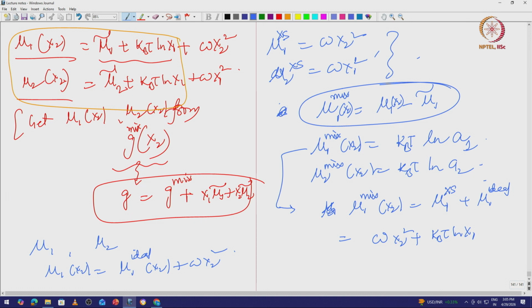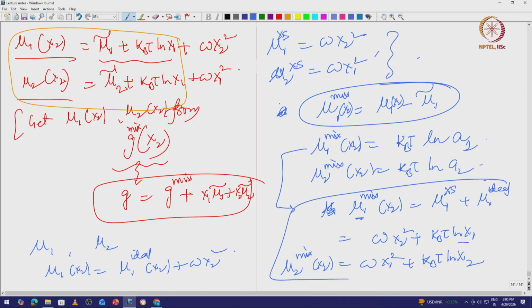So, I am actually looking for a relation between mu's and x1s, and g's and x1s. So, this I already have a relation. Similarly, mu2 mix x2 is equal to omega x1 square plus kBT ln x2. Okay. So, these are my relations from mu xs, so I get these relations.